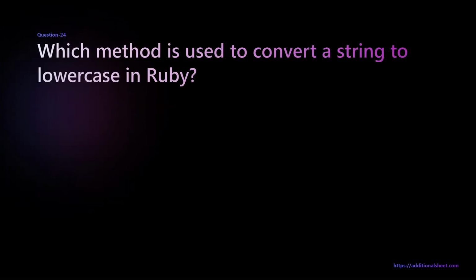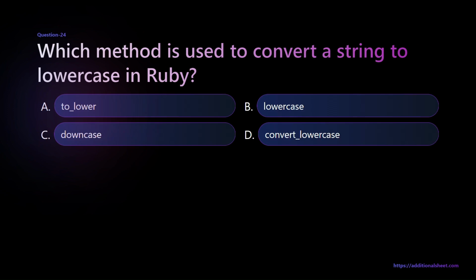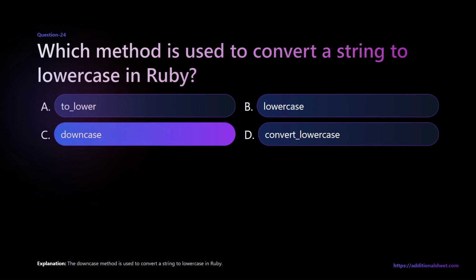Which method is used to convert a string to lowercase in Ruby? Option A, to_lower. Option B, lowercase. Option C, downcase. Option D, convert lowercase. The correct answer is option C, downcase.